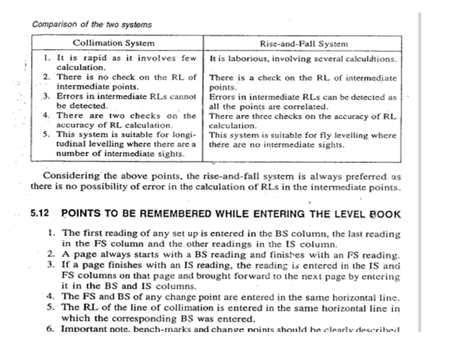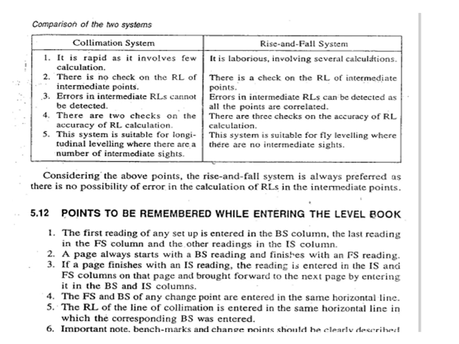Then, in the collimation system, errors in intermediate RLs cannot be detected, whereas in the rise and fall method, errors in intermediate RLs can be detected as all the points are correlated.